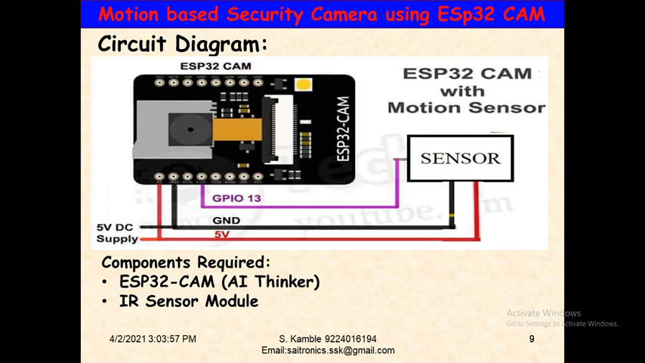ESP32 cam costs only 350 rupees and the IR sensor module is 50 rupees. So within 400 rupees you can make your own system, and you can use a 5-volt adapter which costs 100 rupees. So within 500 rupees you can make your own IoT based motion based security camera system. So this is an interesting product.